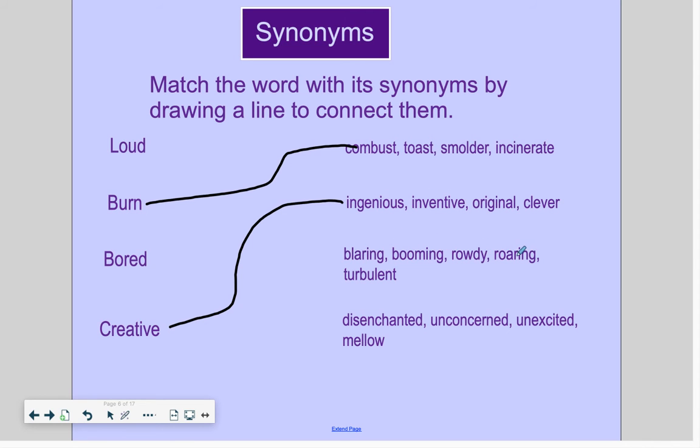Blaring, booming, rowdy, roaring, and turbulent. Well, that's loud to me. And then, of course, bored, which some of you might be these days being locked inside, and disenchanted, unconcerned, unexcited, or mellow. So those are all synonyms for bored.